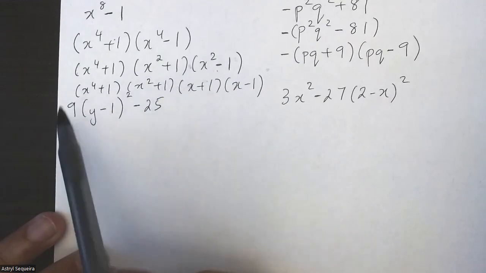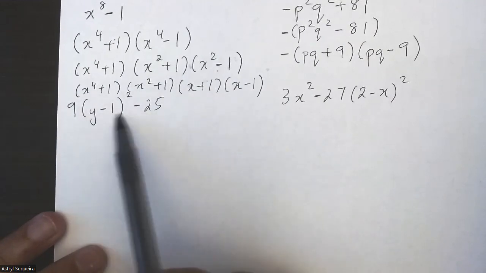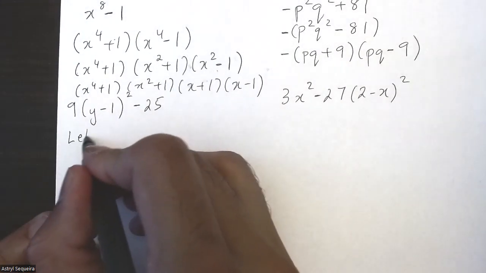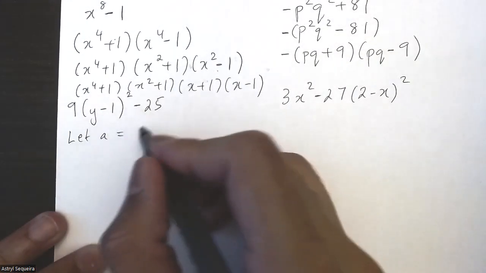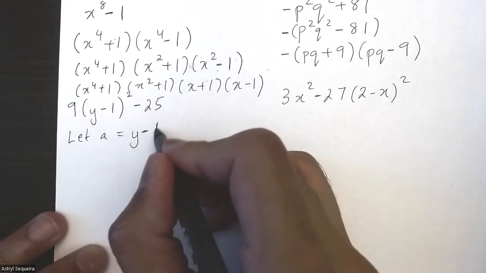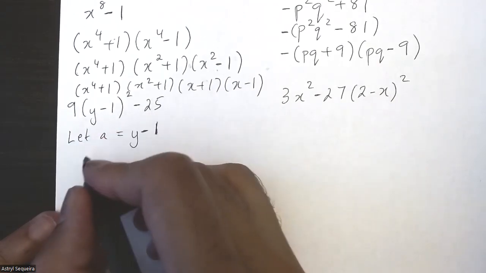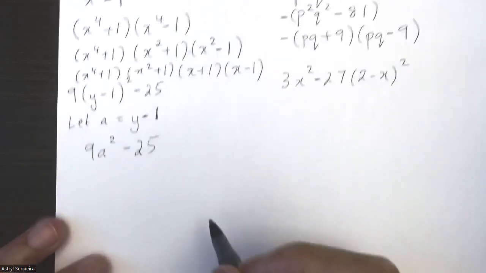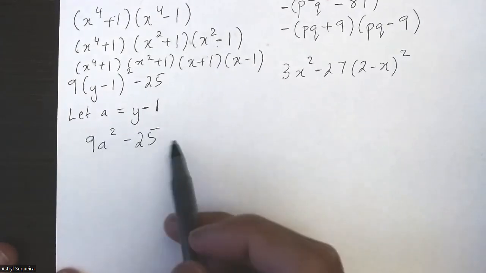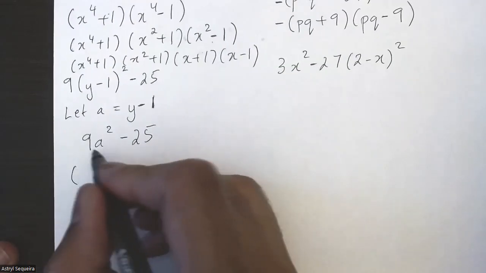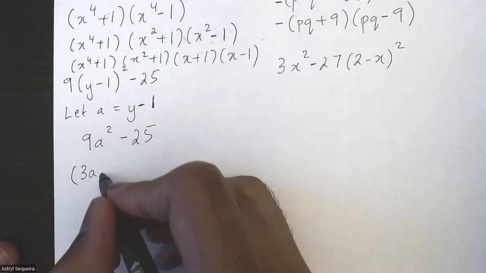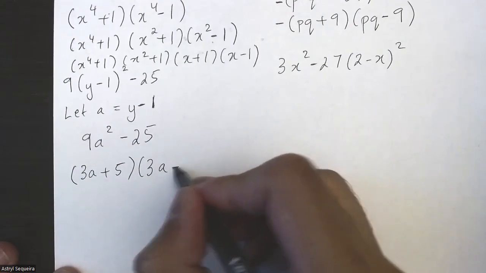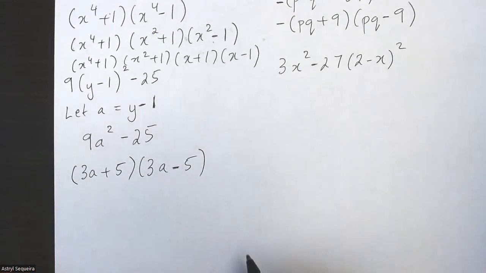Fifth one here, this is a difference of squares, but it's a bit hard to tell because we have a bracket here. So I like to do a substitution first. I'm going to say let a equal to whatever my bracket is, in this case, y minus 1. So now I can rewrite this equation as 9a squared minus 25. And now it's a lot easier to tell that you can do difference of squares here. Square root of 9a squared is just 3a. Square root of 25 is 5. So I have 3a plus 5 times 3a minus 5.